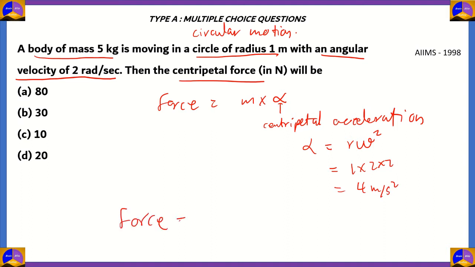That means the force will be equal to 5 kg times 4 meters per second square. That will give us 20 newtons as the centripetal force. Therefore, the value of centripetal force is option D, 20 newtons.